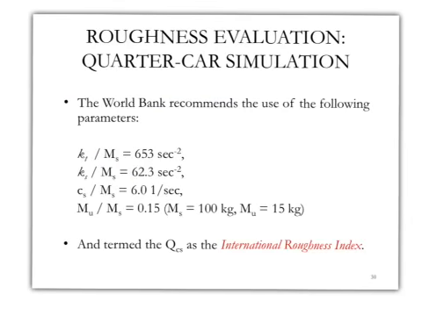The World Bank recommends the use of the following parameters to get a good estimate of the International Roughness Index. For example, KT over MS is 653 second to the power minus 2, and then we have KS over MS, all the way to MU over MS, which is 0.15. This is a unitless value, but MS is 100 kilograms and MU is 15 kilograms. All of this is then termed the QCS as the International Roughness Index.